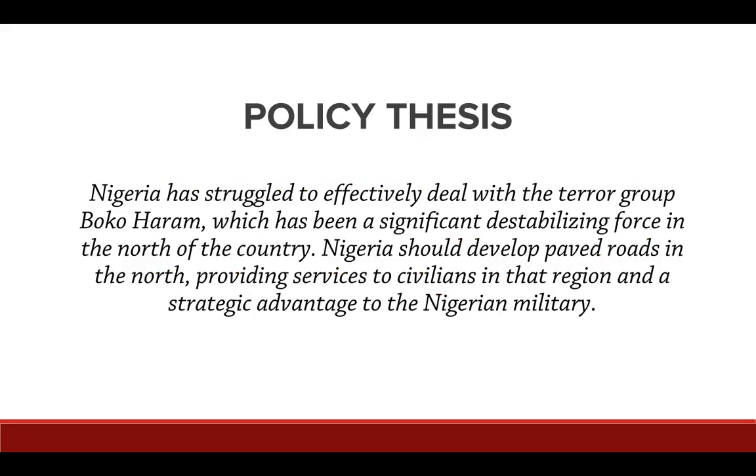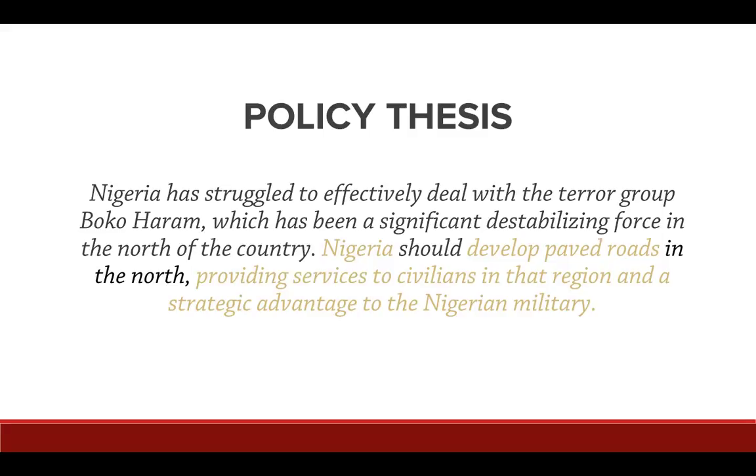Or, Nigeria has struggled to effectively deal with the terror group Boko Haram, which has been a significant destabilizing force in the north of the country. Nigeria should develop paved roads in the north, providing services to civilians in that region, and a strategic advantage to the Nigerian military. The first sentence introduces the problem. Nigeria, key actor, should develop paved roads. There's the policy. And then the latter half actually expands a bit on some of the benefits. This is the policy, here's why we should do it. That's the policy thesis: a brief introduction of the problem, here is what we should do, and here's who's going to do it.